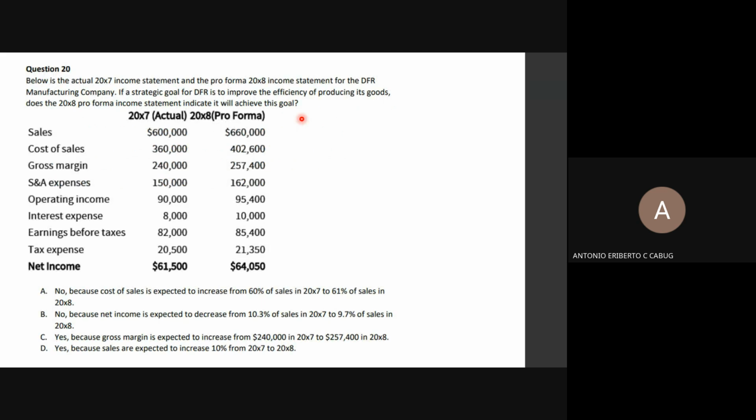Okay, here is an example of a feedback evaluation loop. So we have a goal. Does the pro forma income statement tell us whether we will achieve this goal? We have a strategic goal given here. Based on the pro forma financial statements, what feedback is it giving us? Will we be able to meet or achieve the goal?